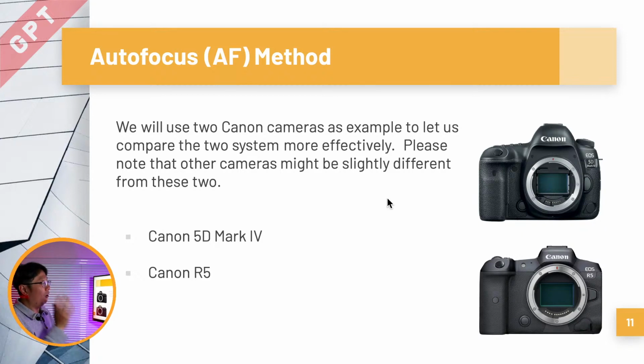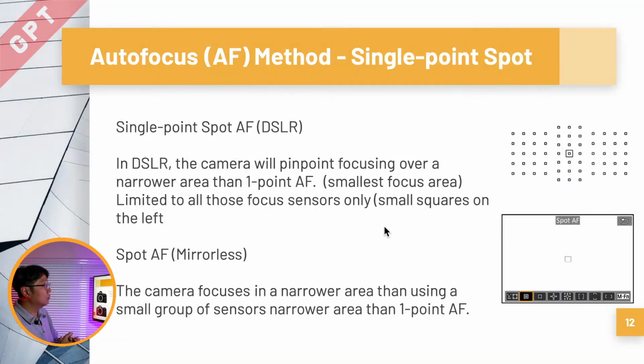Okay, so our DSLR candidate will be the 5D Mark IV, and the other one will be the R5. The first one is called single point focus. These two are only available in the 5D Mark IV and R5. My EOS R will not have this spot AF.